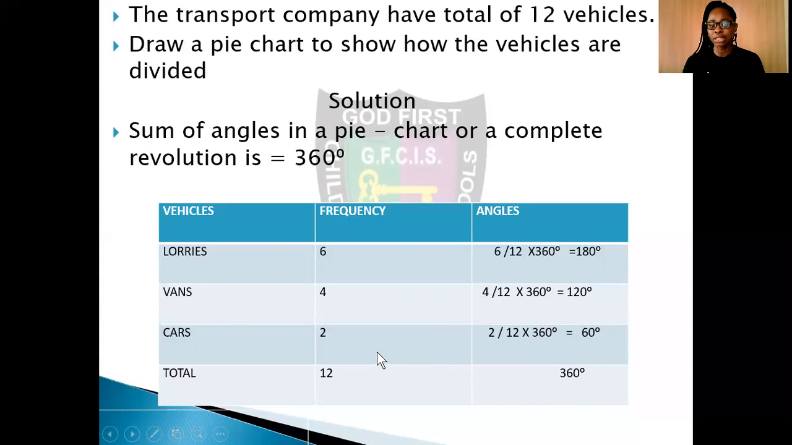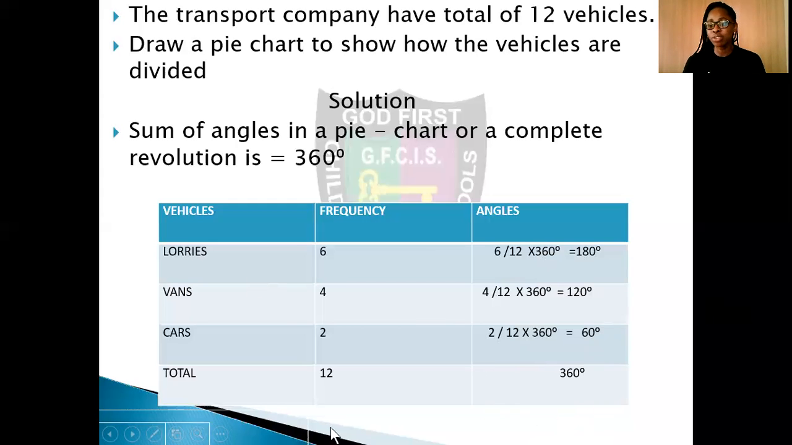We have cars to be 2. The total sum of frequency is 12, and 2 divided by 12 times 360 degrees. 360 divided by 12 we have 30, and 30 times 2 we have 60 degrees. The cars will be representing an angle of 60 degrees. And when you sum this total, we will have 360 degrees.